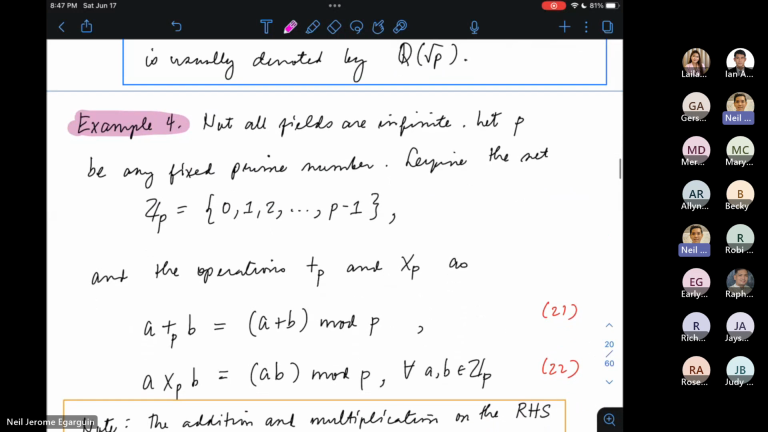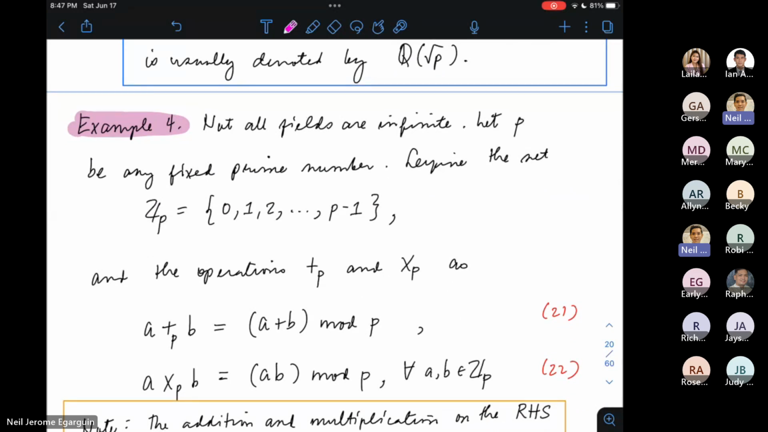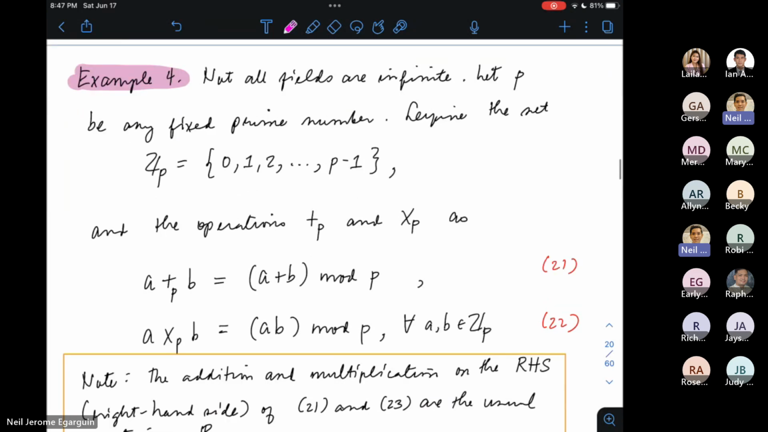Perhaps in the last 10 minutes of this session, let's look at example number 4. Because this is a bit, let me see.